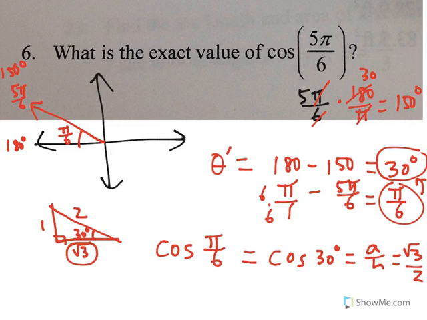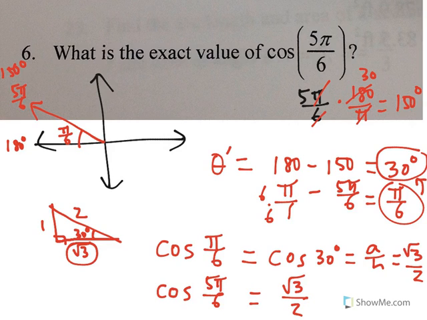So since we know the value of that is going to be radical 3 over 2, we know that the cosine of 5 pi over 6 would also have a value of radical 3 over 2. That is the purpose of the reference angle. The only thing that we need to do is consider the sign.